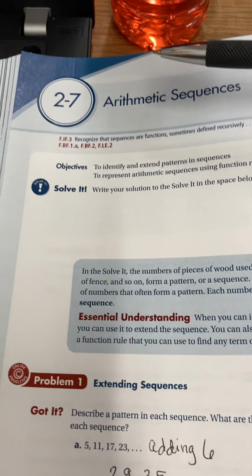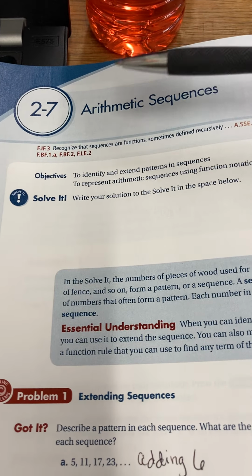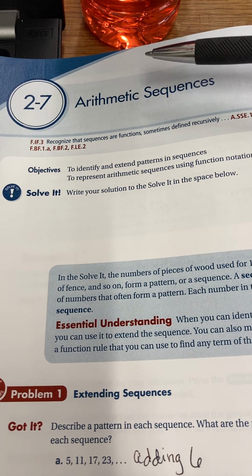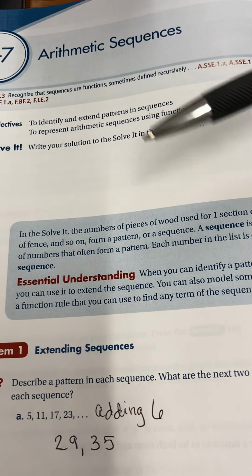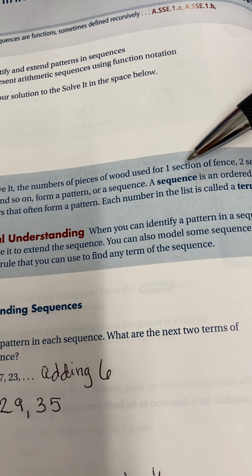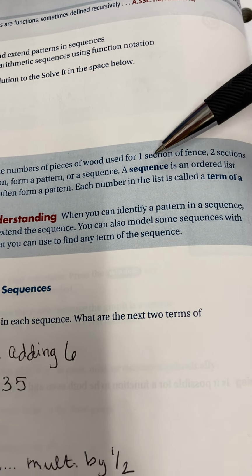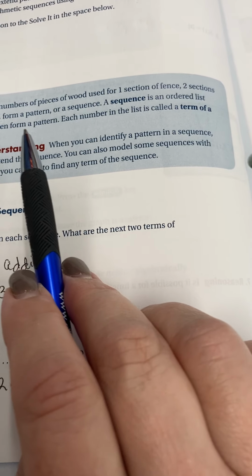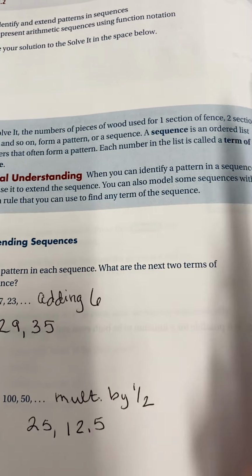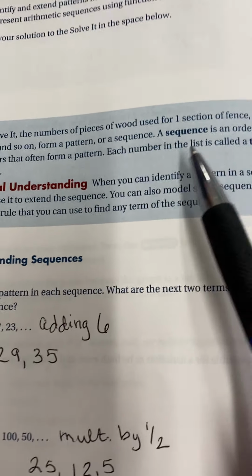All right, Math 1, we are going to begin the last section of Chapter 2, Arithmetic Sequences. It's on page 146. So if you want to turn to that and go through some of these terms with me here. The first one is a sequence. A sequence is an ordered list of numbers that often form a pattern. So you figure out the pattern, and then you can continue that pattern.